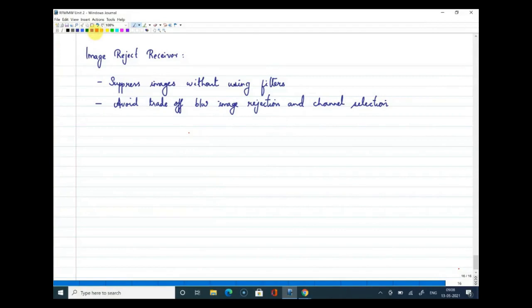Let us start with how to perform this 90-degree phase shift operation. We'll see mathematically first, and then later we will see how to implement this using a circuit, and later conceptually also we will see that.